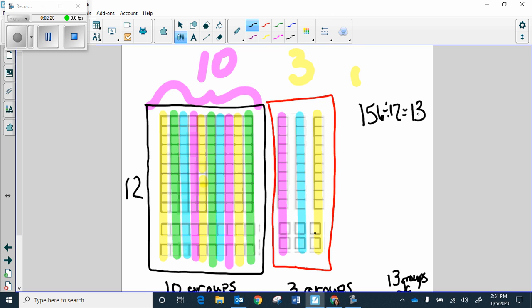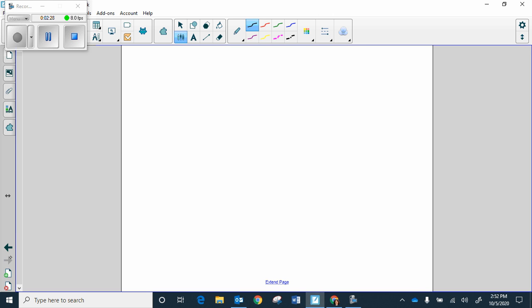Let's practice another problem together. Let's do 168 divided by 12. Go ahead and write this on your paper. Work through it with me. If you need to pause the video from time to time, please do that. So I'm going to start first by recognizing that my divisor is 12. That means I'm going to make groups of 12.